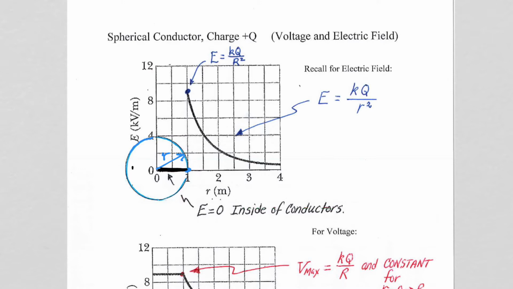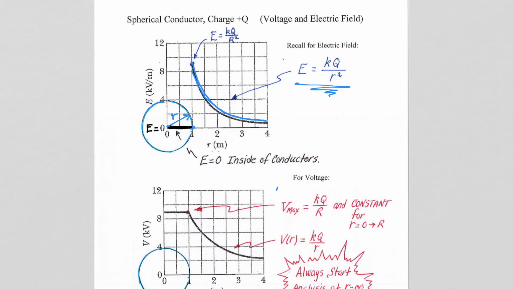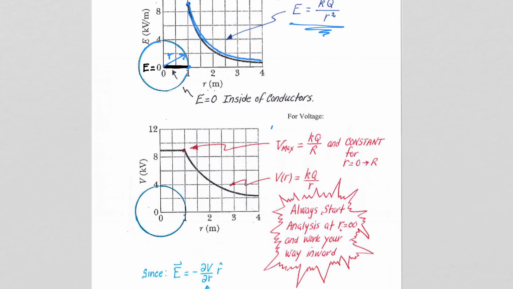So that's our E equals 0. And we know the electric field outside of the conductor is, of course, KQ on R squared. So our E max is KQ on capital R squared. We could use Gauss's law to derive that. So this is our graph for the electric field. Wonderful, that we understand.